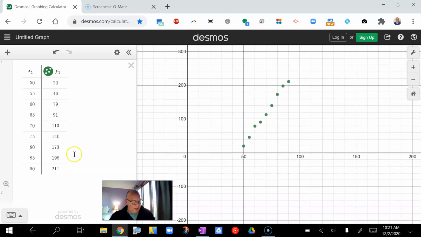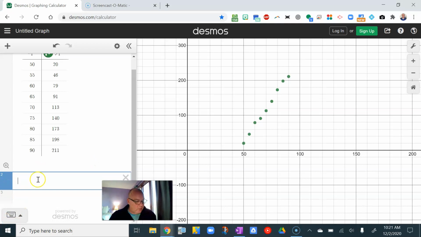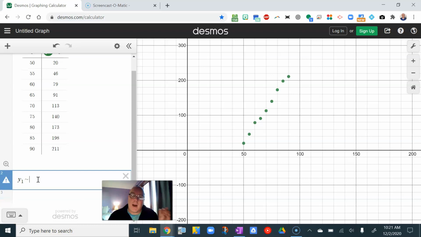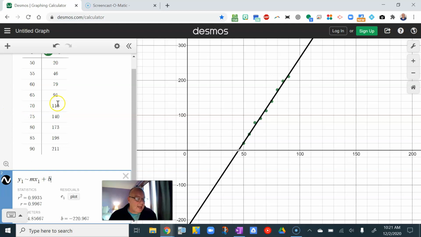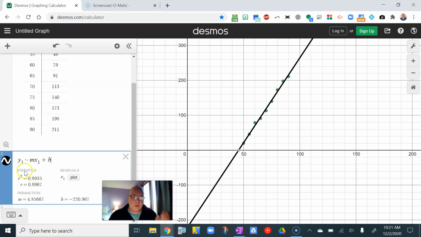I got my window where I want it, and I'm going to go down here and type the regression equation, which at this point we know to be y1 squiggle m x1 plus b. The squiggle is in the upper left-hand corner under your escape key on your Chromebook. We need to use y1 and x1 because if you look at the table of values, the table is not just x and y, the table is x1, y1. So we need to tell Desmos to look at the table of values. And we can see now that we have an equation, and we have a line.